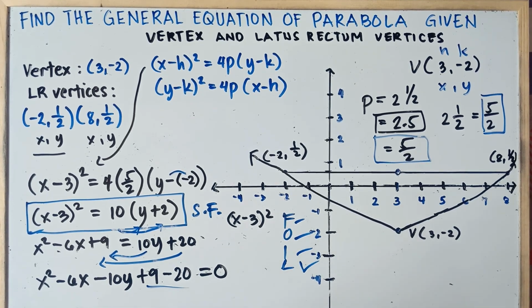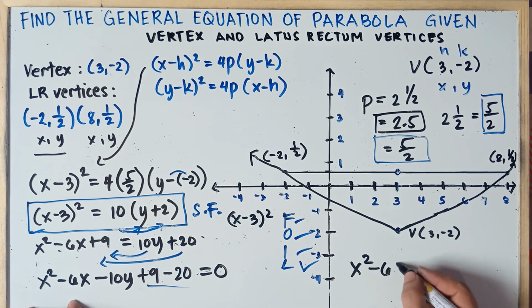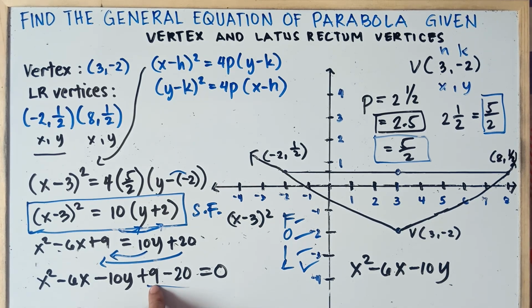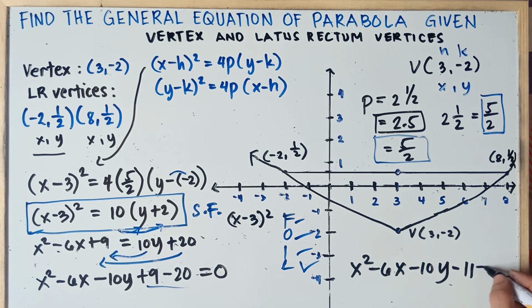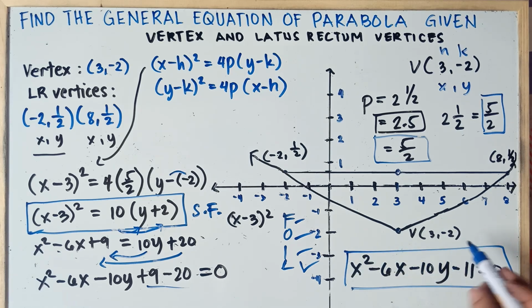Alright, so our final answer will be: copy x squared minus 6x minus 10y, then 9 and 20, positive 9, negative 20. If the signs are not the same, we subtract. 20 minus 9 is 11. And then we copy the sign of the larger number. Copy the negative sign, class. Negative 11 equals 0. All set, class. This is the general form.